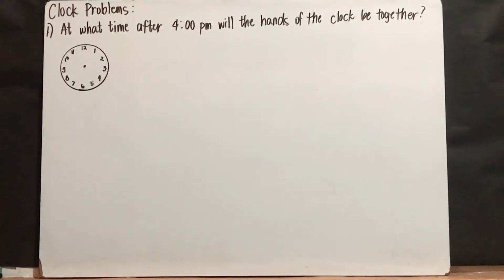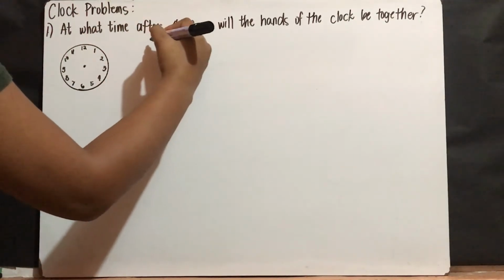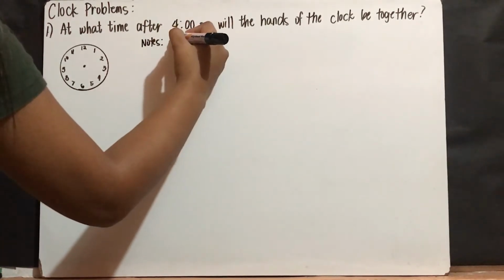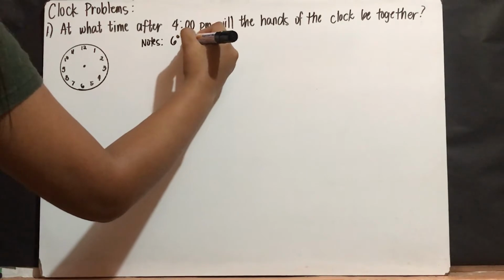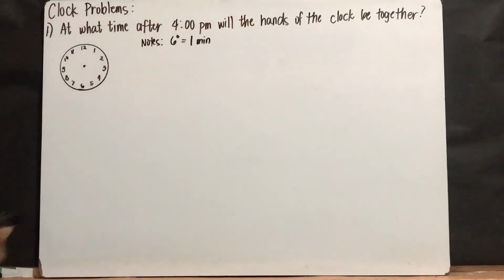So now let's proceed to clock problems. In solving clock problems, still in linear equations in one variable, these are the key notes to remember. Notes natin, remember that 6 degrees is equal to 1 minute.